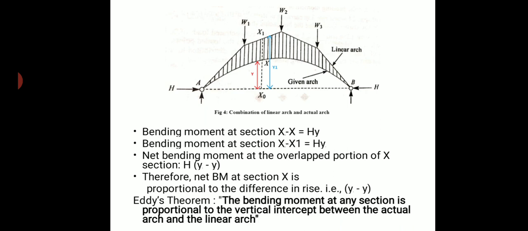So here in the proof we have proved that the bending moment at section x, we have taken at any section, so it would be any of the sections. In this case we have taken the section x. So at this section x, the bending moment would be equal to the difference between the vertical intercept between the actual and the linear arch. Therefore that difference is equal to y minus y1 in this case. Hence Eddy's theorem is satisfied.